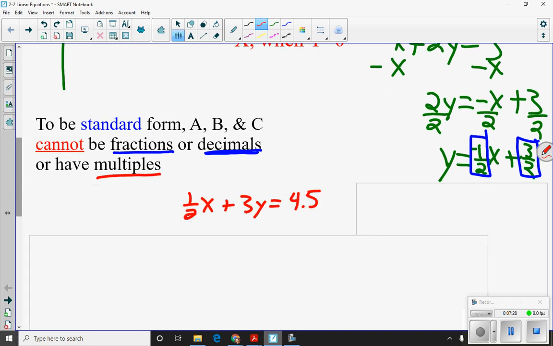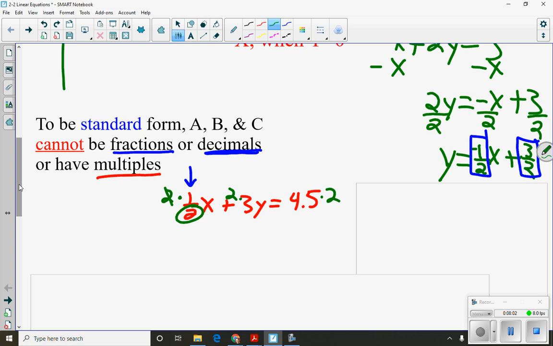So if I had this, 1/2 x plus 3y equals 4.5, that is not standard form. Easiest tip-off, right here. It's 1/2. That's a fraction. You can't have fractions in standard form. So what are we going to do? What's the easiest way to get rid of a fraction? Multiply by the common denominator. Right now, this is the only denominator. So let's multiply everything in the equation by 2. Basically, you're multiplying times 2 on both sides of the equation, which is legal.